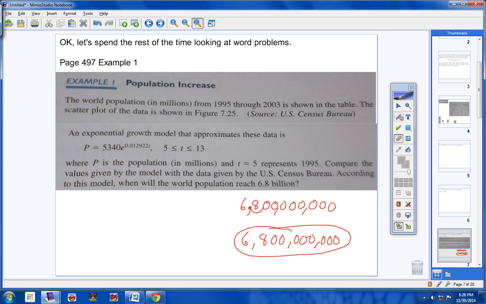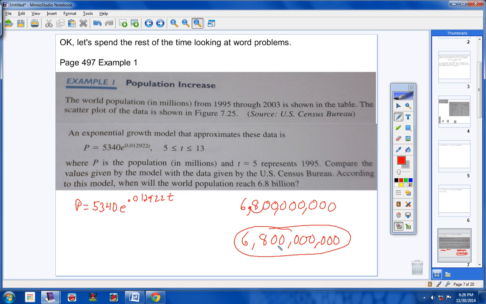Here's what they're asking us. In what year will the world population reach this? So here's my model right here. Got it? P equals 5,340 e to the 0.012922t. Okay? So there it is. Now, they're saying, hey, put this number in for p and solve for t.